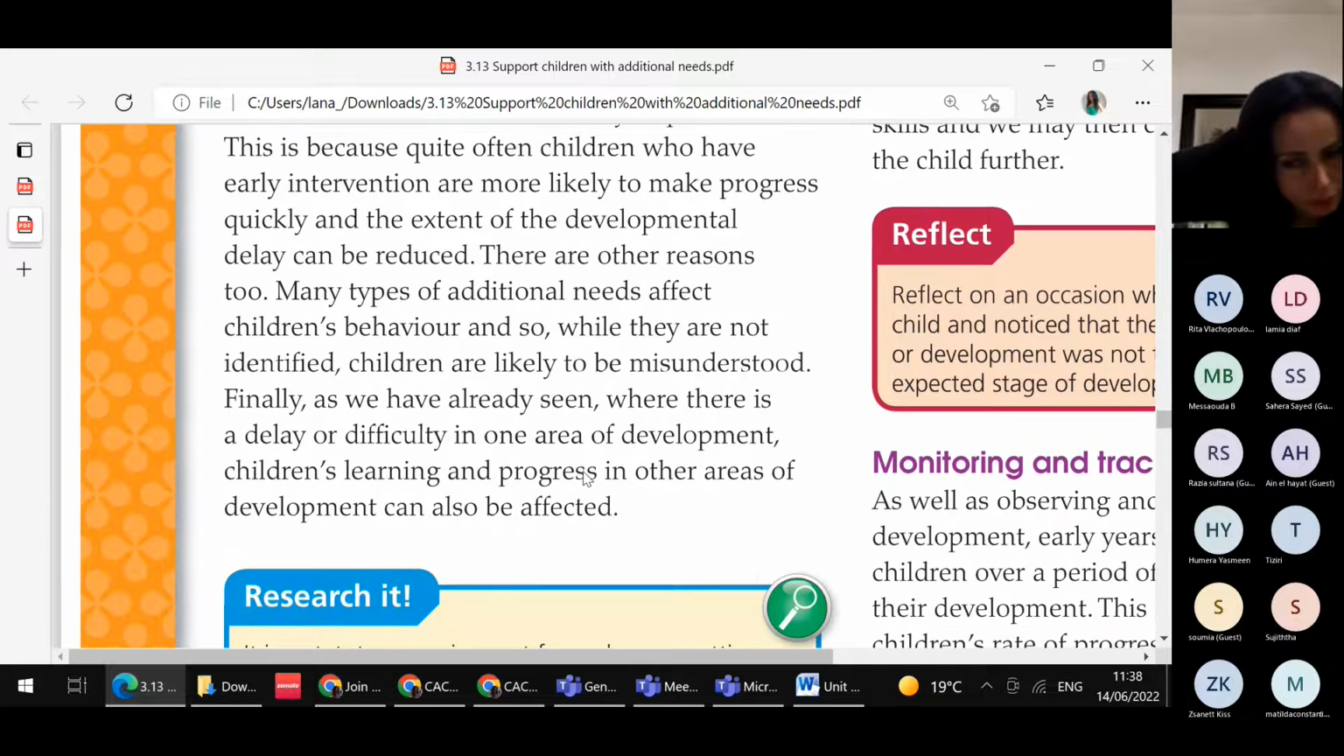For example, if the child has got additional needs which we are not taking care of, that will affect the child's behavior. They will be withdrawn, they might be negative towards others, they might be aggressive with others. Why? Because they are not developing very well, and the child is also likely to be misunderstood by the society.